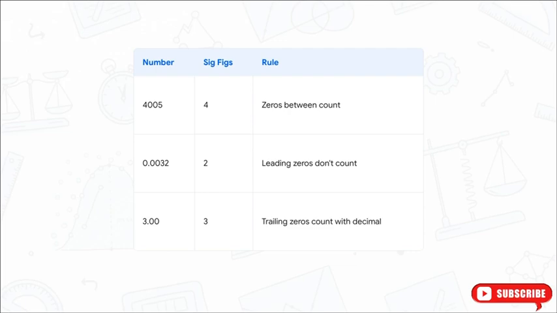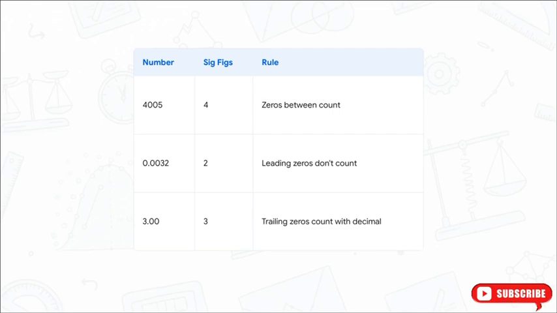Let's look really closely at the zeros in your data, because I guarantee you that's where the exam traps are waiting. In the number 4005, the zeros are sandwiched right there between non-zero digits, so they definitely count. That gives us 4 significant figures. In 0.0032, those leading zeros, they are just placeholders holding the decimal. They do not count at all, giving us only 2 significant figures.